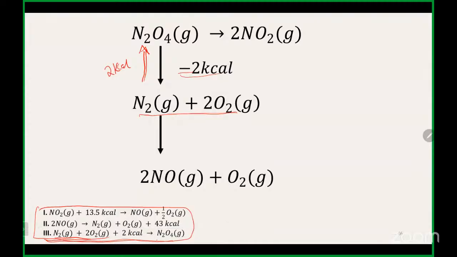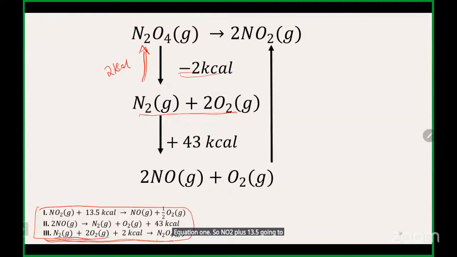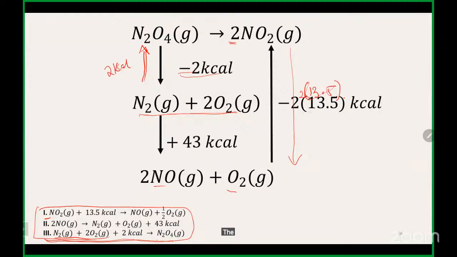Equation 1, 2NO2 plus 13.5 going to NO2 goes to NO plus O2. That's 13.5. But the 2, we have 1 here. So this will be 2 into 13.5. The reverse will be minus 2 into 13.5.